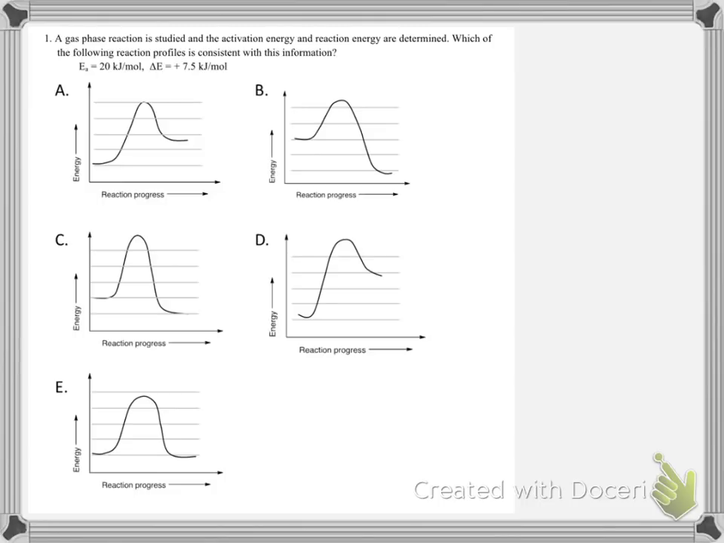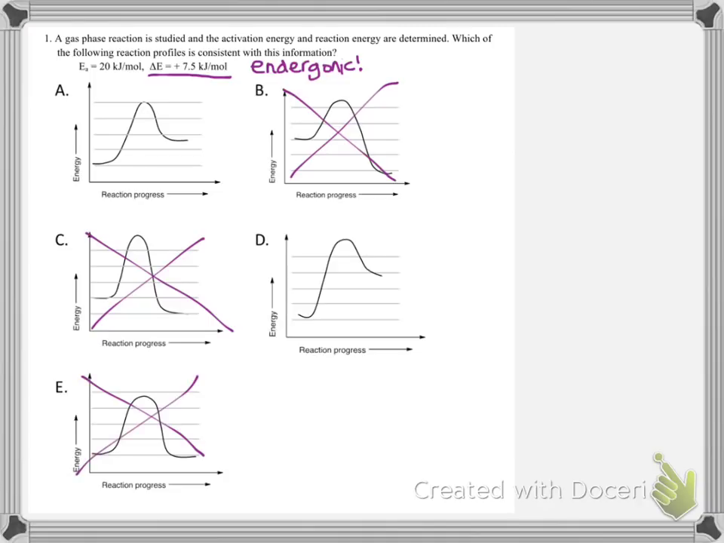So the first thing we want to notice here is that we have a positive delta E. So we're looking at an endergonic reaction here. So right off the bat, we can eliminate three of these choices. C, which is exergonic, B, which is exergonic, and E, where the energy doesn't change overall, and that's called isogonic.